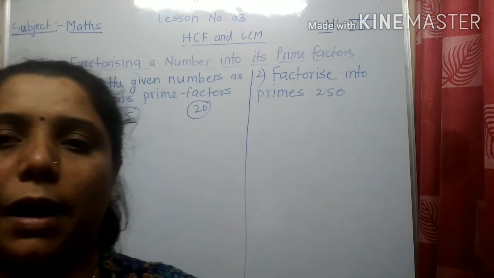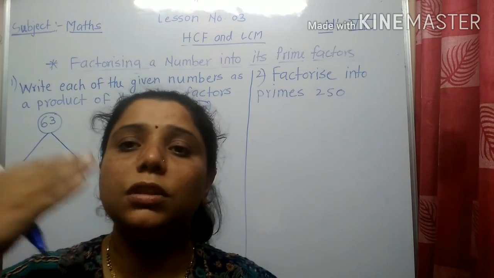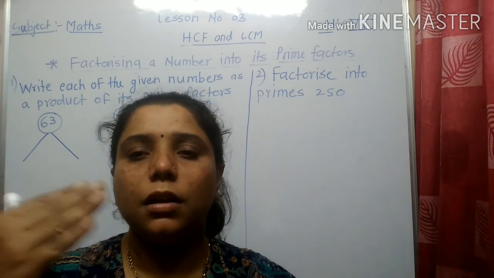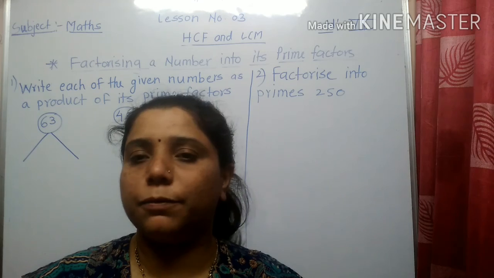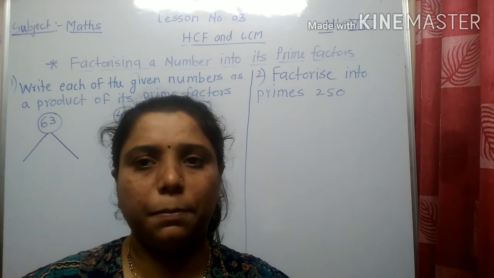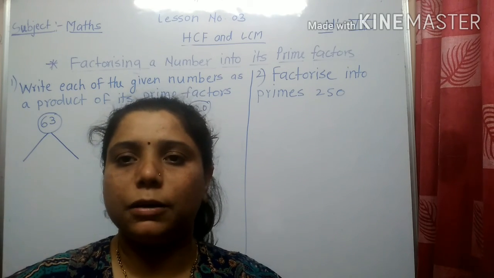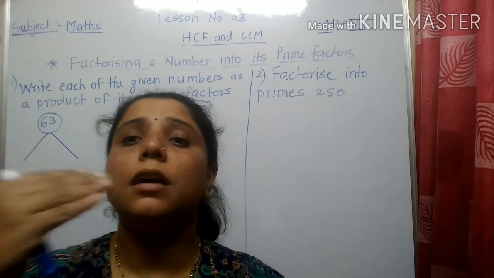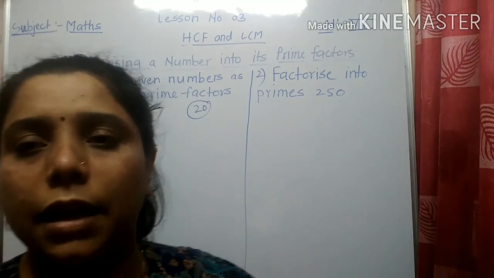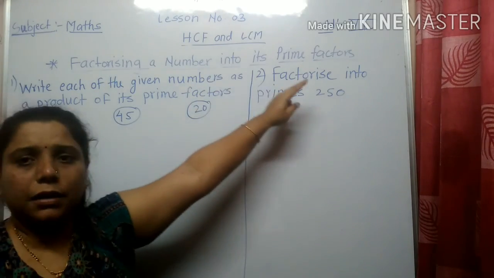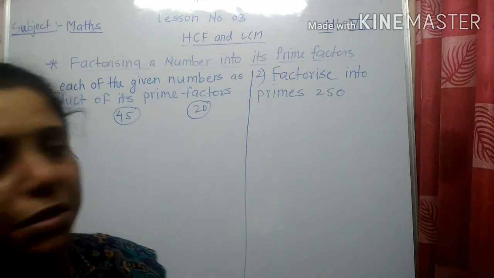So 4 is not a prime number. After 2, 3 is there, so 3 is a prime number. After 3 comes 4, but 4 is an even number, not a prime number, so we can't take 4. Then we will take 5. For taking the prime factors, you have to take all the prime numbers.